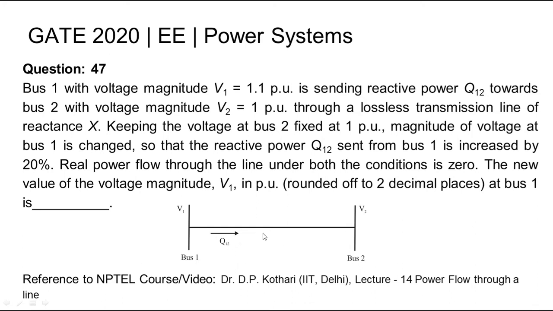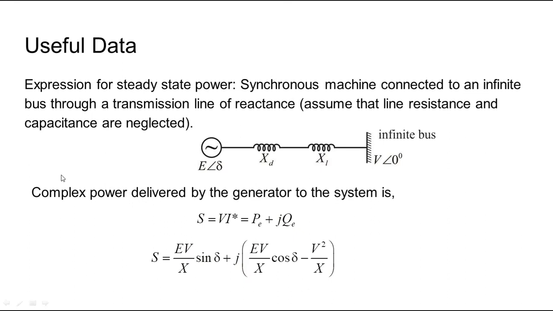In both the cases, the real power flow from bus 1 to bus 2 remains 0. We have to determine the new value of the voltage magnitude V1 in per unit at bus 1. The useful data for solving this problem is the expression for steady state power.